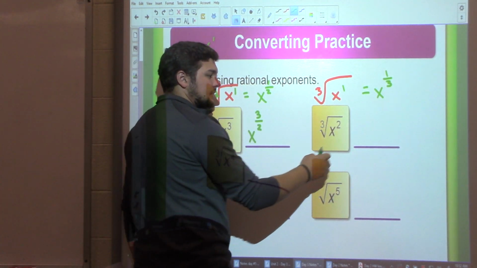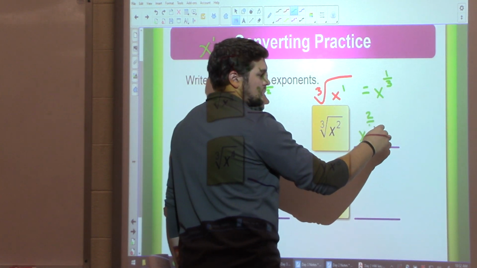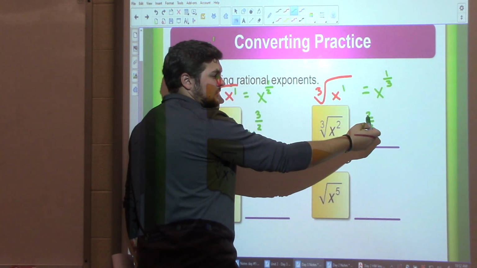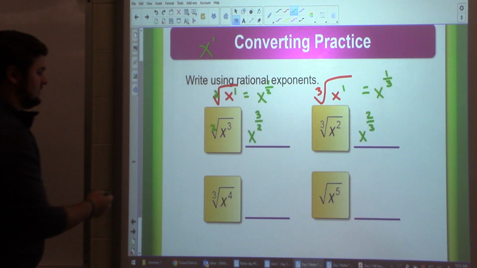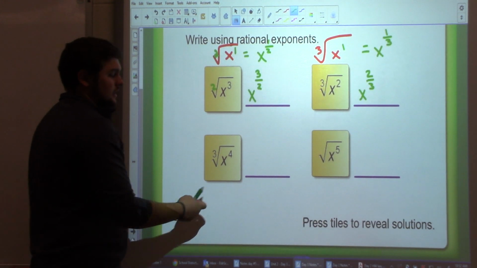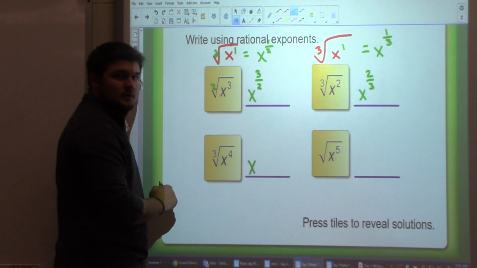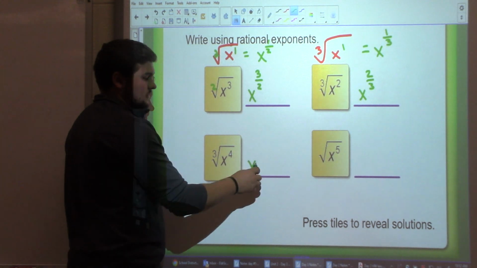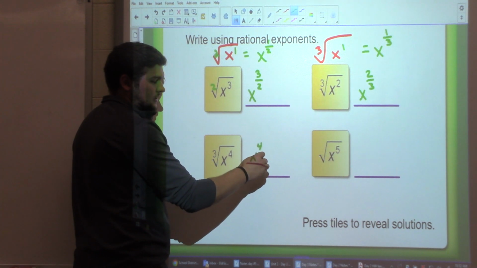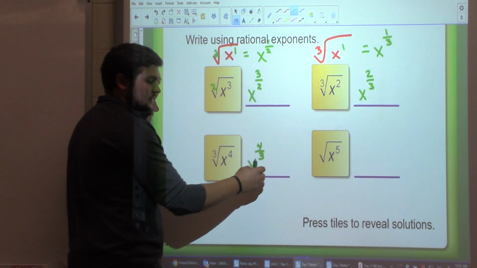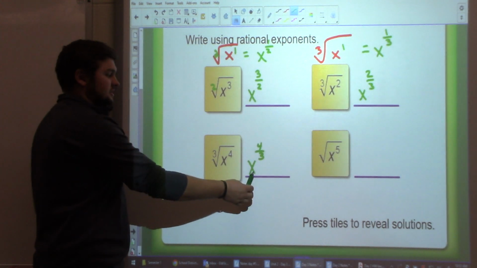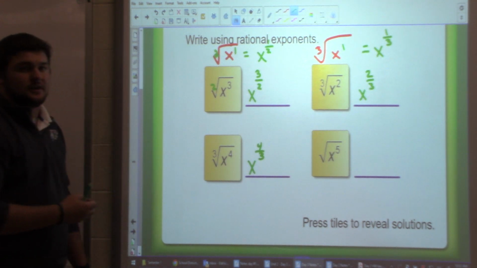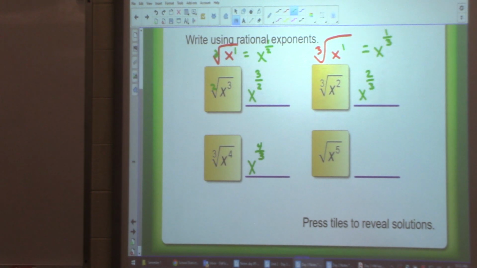Cube root of x squared, x to the 2/3 power. Power becomes my numerator, root becomes my denominator. Same thing. Over here, this becomes x to the what power? Power becomes my numerator, so 4 over, root becomes my denominator. 4 over 3. Does this make sense? If you put this in your calculator and that in your calculator, you get the same thing if we had a number in there for x. They mean the exact same thing. They are equivalent.